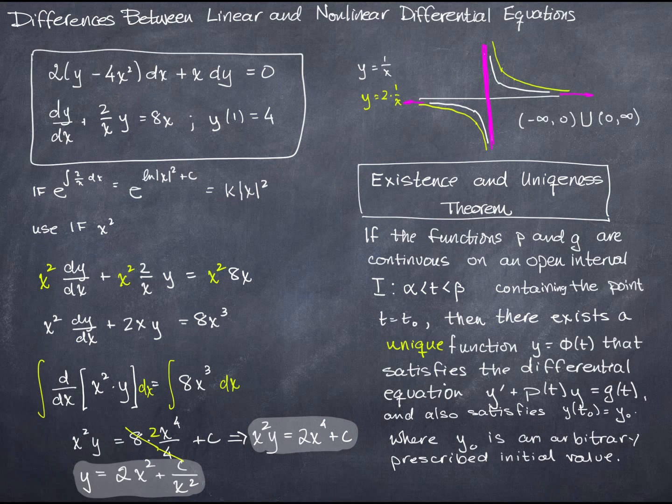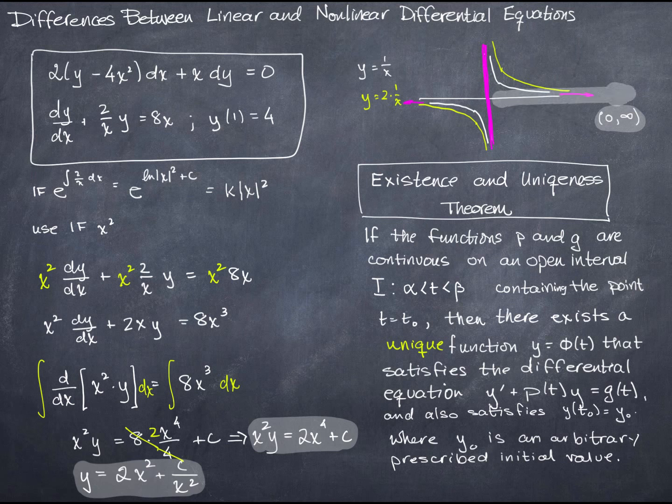So that means that actually this equation only has a solution somewhere in this interval, not in the other part of the interval. If this had been different initial conditions, if this had been y of negative 1 equals negative 4, then I would have used the other part of the interval. But because I was given this initial condition, I know the interval over which I'm working is from 0 to infinity.